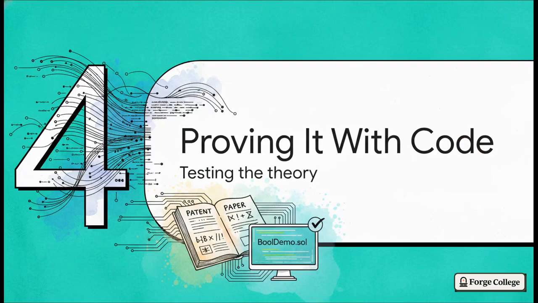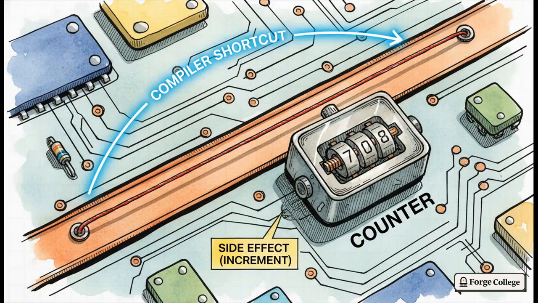Which brings us to part 4, proving it with code. Now, to prove this short-circuiting isn't just some abstract theory, let's look at a really clever experiment. We're going to set up a public counter variable as sort of a tripwire. We'll place a function that increments this counter right on the right side of our logical operations. If the right side of our logic circuit actually executes, the tripwire gets triggered and that counter is going to go up. But if Solidity short circuits, like we just talked about, it'll skip the right side entirely, completely missing the tripwire, and our counter stays exactly the same. It's a perfect observable side effect.